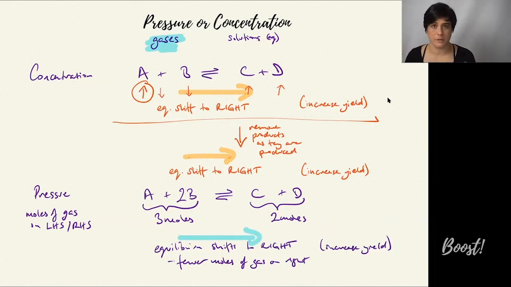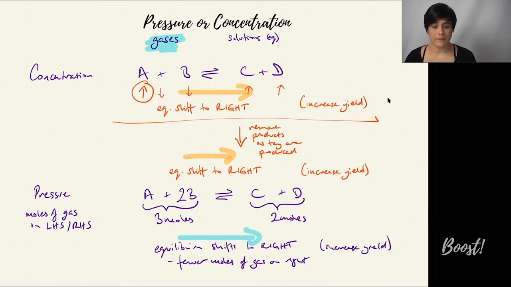It's quite possible and quite common to have an example where perhaps you have 2 moles on the left and 4 moles on the right. Therefore, if we increase the pressure, the backwards reaction is going to be favoured, and therefore equilibrium will shift to the left-hand side in order to decrease the overall pressure in the vessel.